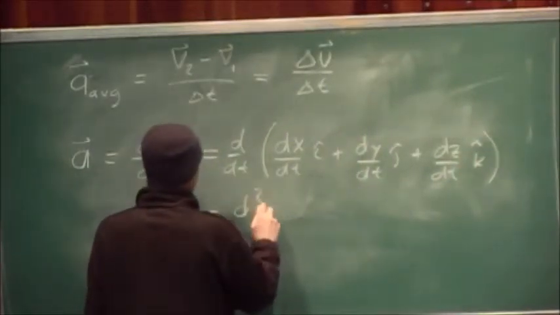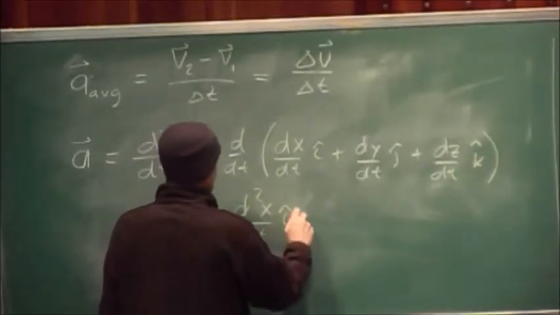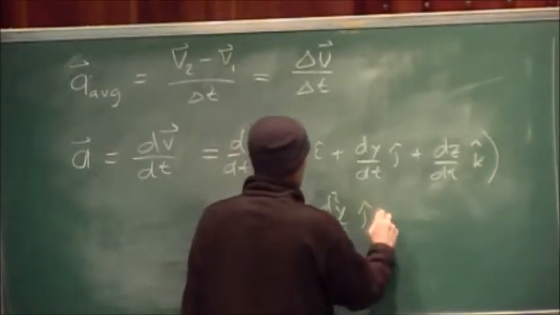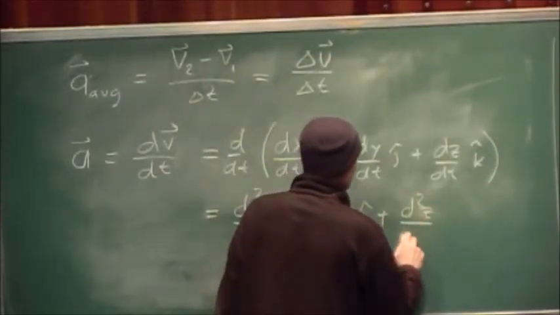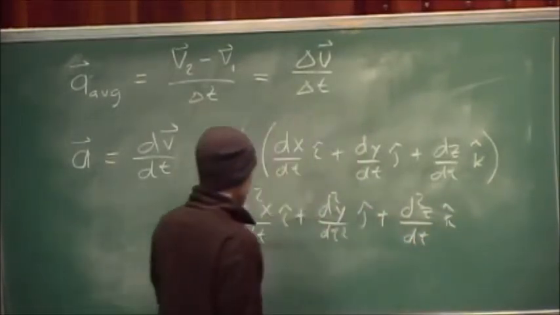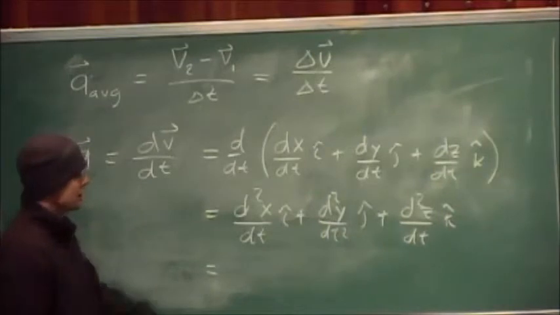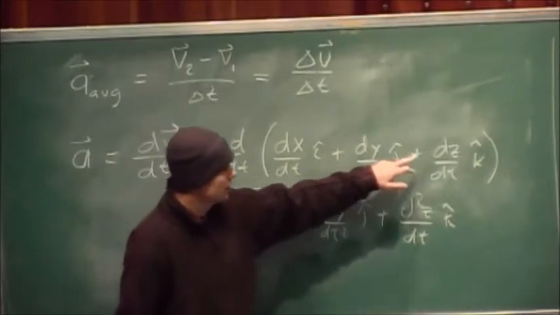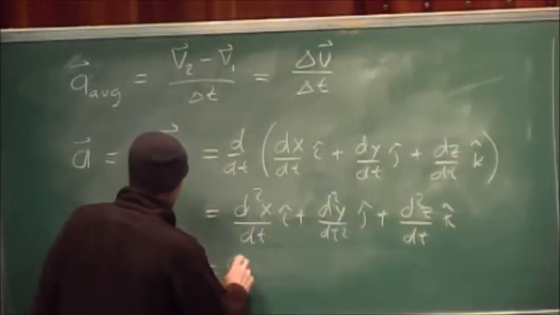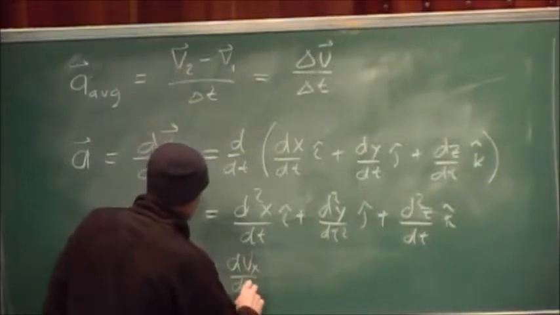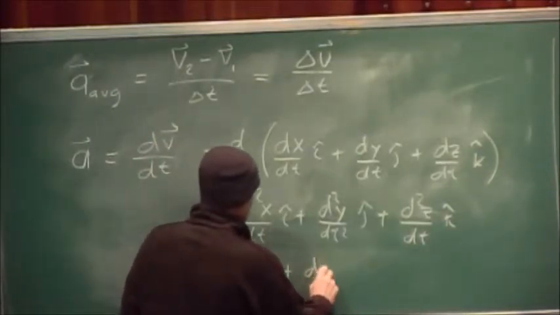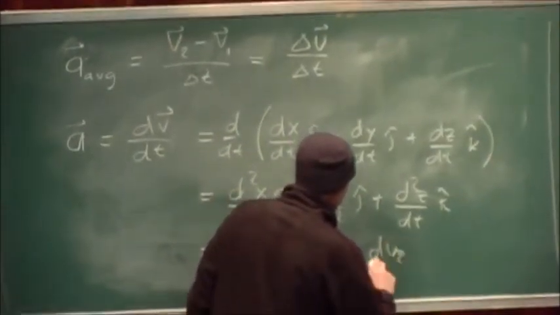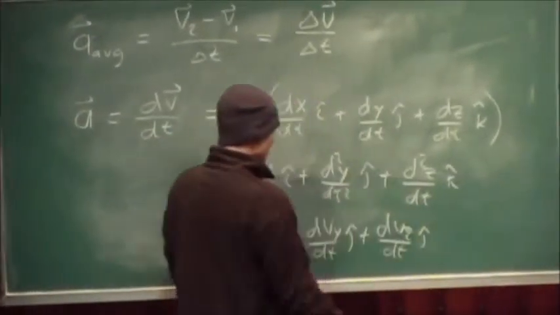And this is just going to be equal to the second derivative of x with respect to time, i hat, plus the second derivative of y with respect to t, j hat, plus the second derivative of z with respect to t, k hat. Or I can think about this as just the velocity along x, the velocity along y, the velocity along z. So I can just take dvx/dt i hat plus dvy/dt j hat plus dvz/dt k hat.